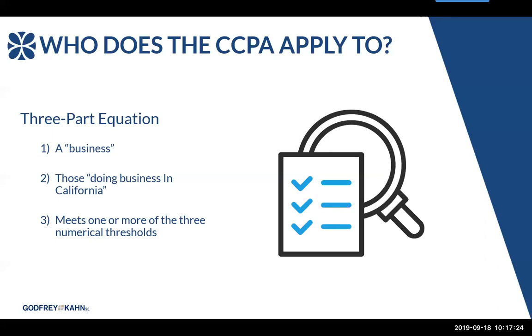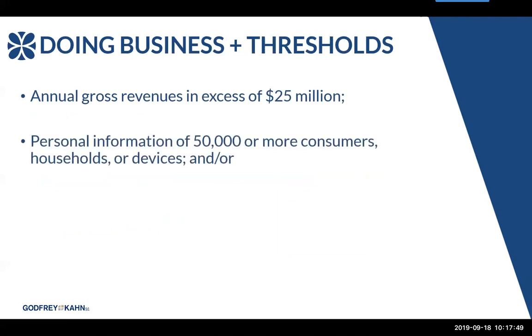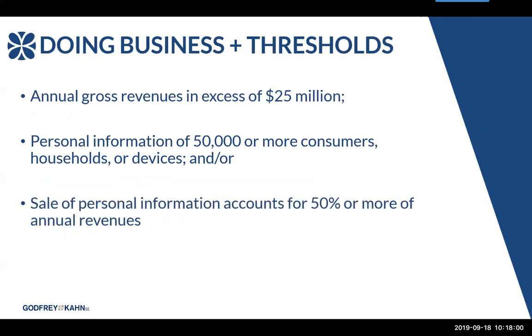And then the third element of this equation is whether or not your company meets one of three numerical thresholds. The first threshold is whether your company has annual gross revenue in excess of $25 million. The second threshold, and these I should point out are an or, not an and, so if you meet one of these, then it will subject you to CCPA, is whether you collect personal information of 50,000 or more consumers, households, or devices. And the third threshold is whether the sale of personal information accounts for 50% or more of your annual revenue. So the bottom line is that if you are a business and you're doing business in California and you meet one of these three numerical thresholds, you will be subject to CCPA.